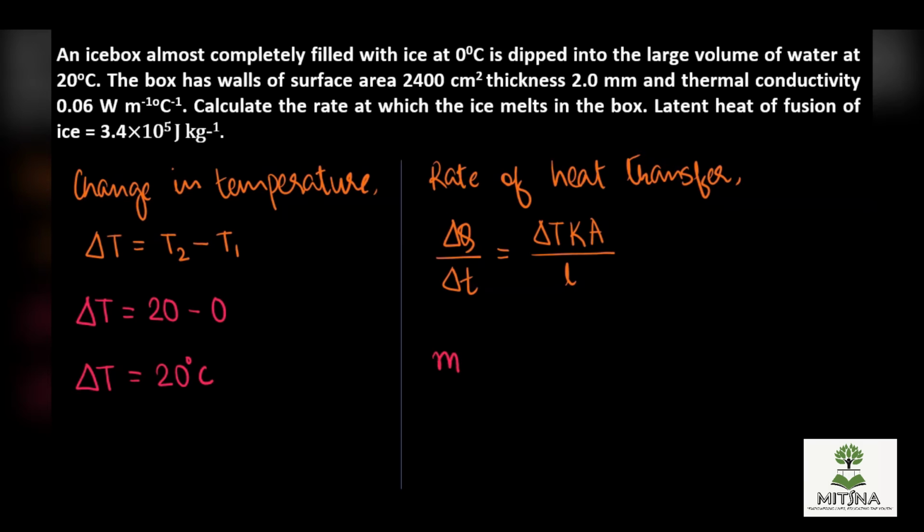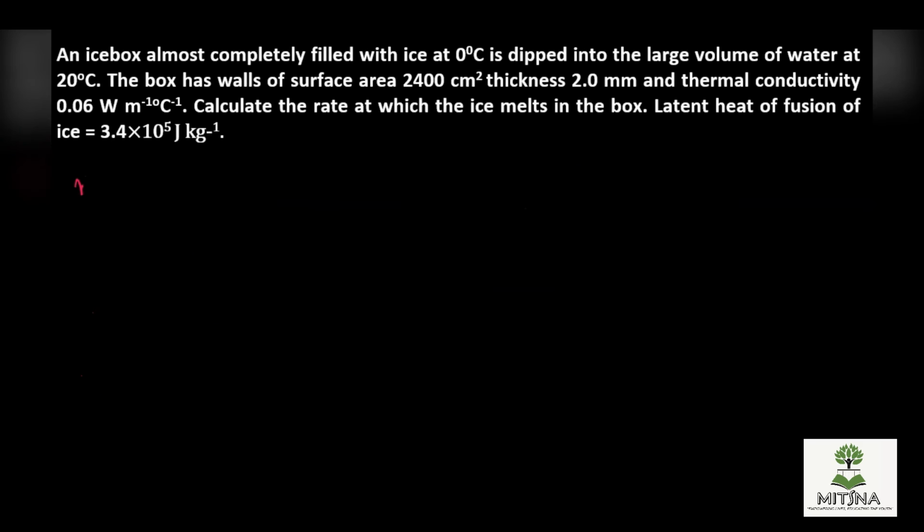We have mass m multiplied by the latent heat divided by time is equal to delta T K A divided by l. So m divided by t will be equal to delta T K A divided by small l into capital L, where small l is the thickness and capital L is the latent heat. m by t will give us the rate at which the ice melts, and we need to find out the ratio of m by t.